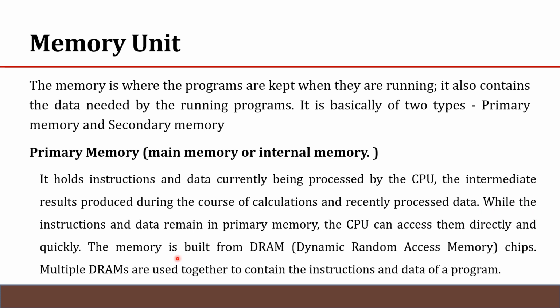While the instructions and data remain in primary memory, the CPU can access them directly and quickly. The main memory is built using DRAM chips. DRAM stands for Dynamic Random Access Memory. And multiple DRAMs are used together to contain the instructions and data of a program. So this main memory holds the instructions and data currently being processed by the CPU.